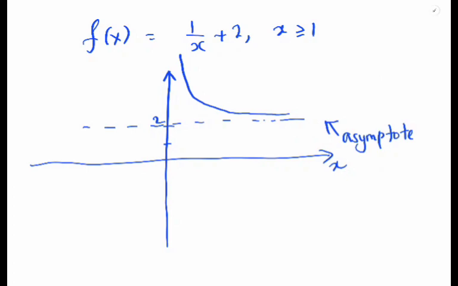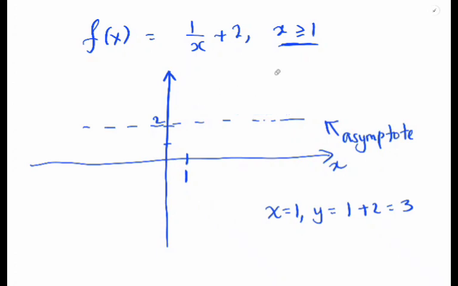Asymptote. So this is y = 1/x, but they say x is bigger equal to 1. That means, in other words, you test the value when x is 1, y is equals to 1 over 1 is 1 plus 2, so equals to 3. So if this is 1 and this will be 3, say somewhere here 3, so something like this. So this is your equation. Okay, so now in this case, what is your range?